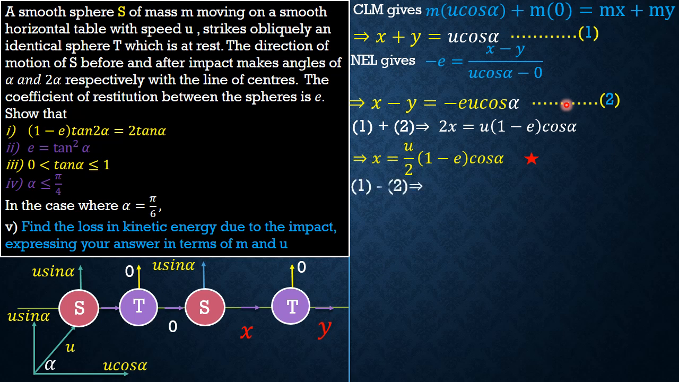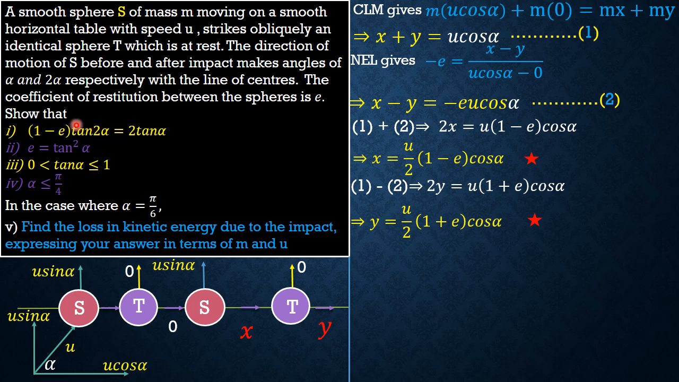Alright. Now friends, if we take equation 1 minus equation 2, that is to get the speed of sphere T, we are going to have 2y equals u into 1 plus e cos alpha. If we divide both sides by 2, we are going to have y equal to u over 2 into 1 plus e cos alpha. That is the speed of sphere T. Good. Now I think we have what it takes to start our proof.